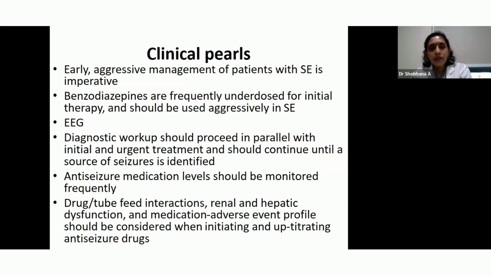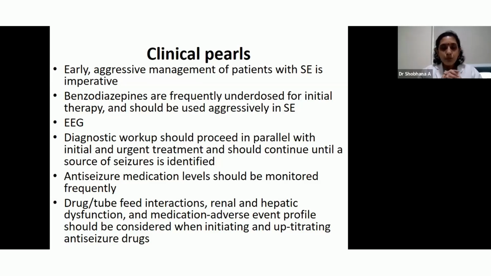So in short, what we have learned is that in case of a patient with epilepsy, and obviously the patient in the neurocritical care unit comes with status epilepticus, aggressive management is necessary. Benzodiazepines are used, but you should use it at the proper dose. An EEG is part of the workup, obviously. Parallelly, please do the diagnostic workup as in when time permits and circumstances allow, so that you zero in on the cause of the seizure.